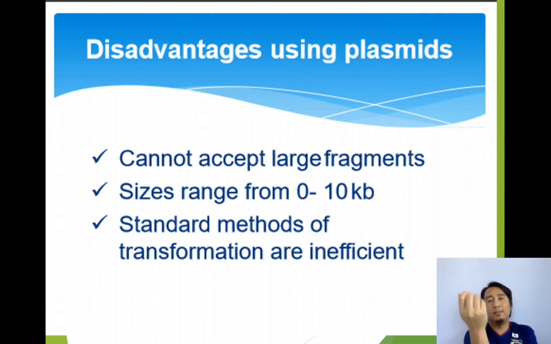But what I can say is that the efficiency of transformation is different for each plasmid and each host. So if the plasmid suits the host you use, for example bacteria, when you transform it into the bacteria, if it is compatible, then the efficiency is high.